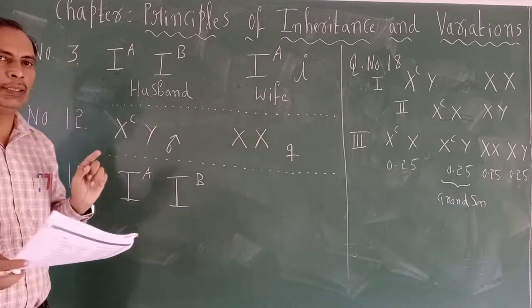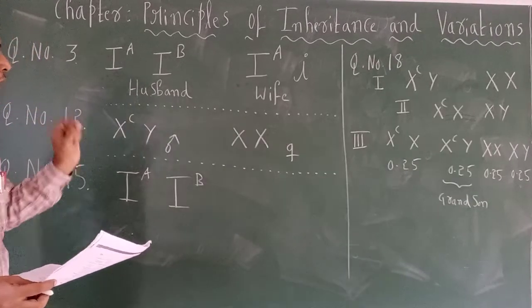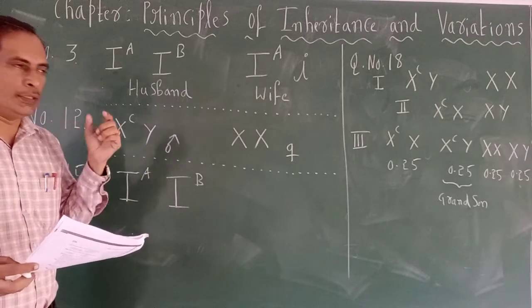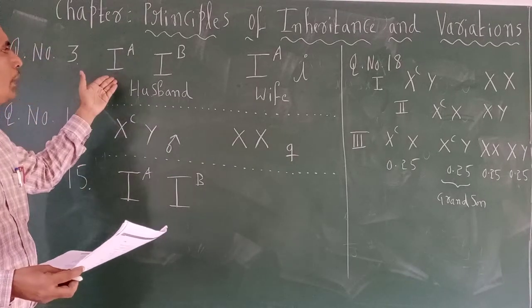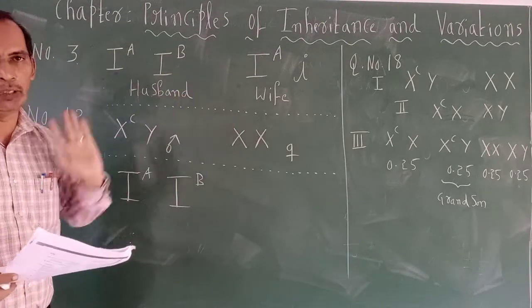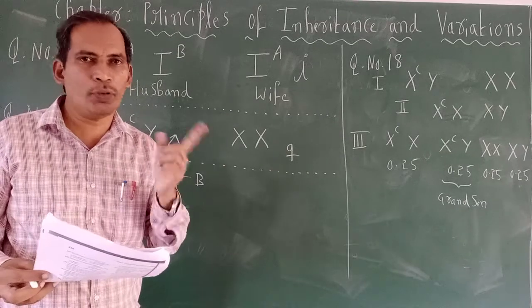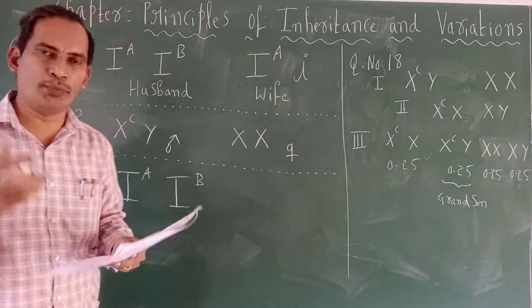Genotypes 4, phenotypes 3. Which are the phenotypes? A blood group, AB blood group and B blood group. So these are the 3 types of phenotypes. What about the genotypes? Only 4. Let us move on to the next question.